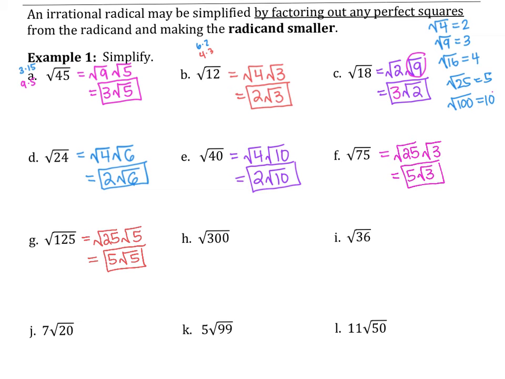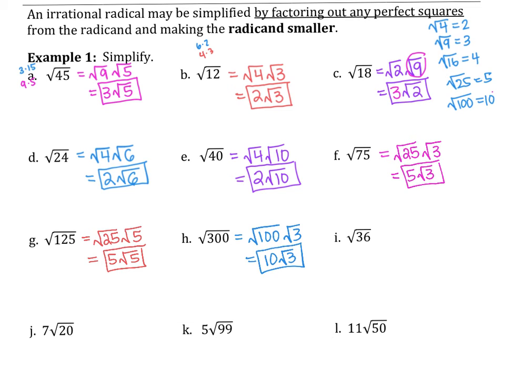Okay, H, root 300, don't know the answer. Okay, no, I could use quarters on this, but when I see hundreds, I know the square root of 100. So anything hundreds, 100, 500, 700, 300, I'm going to use 100. Okay, 100 times 3 gives me 300. The reason I use 100 is because the square root of 100 is 10. The square root of 3 is irrational, so I leave it like that.